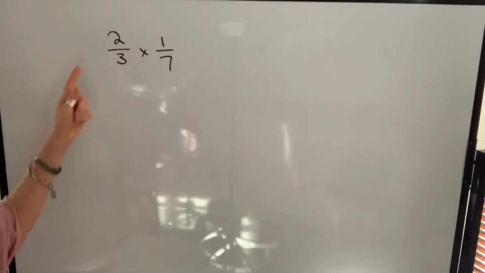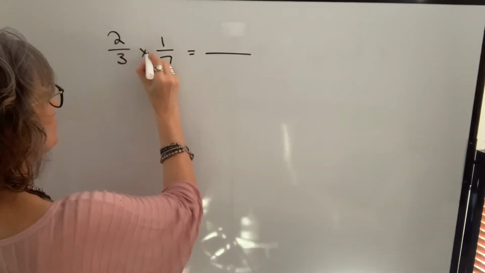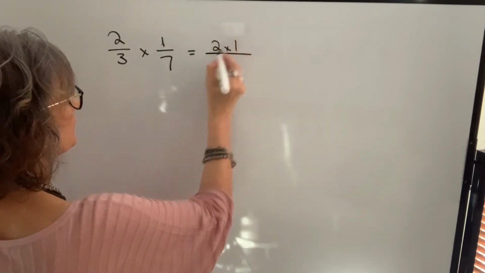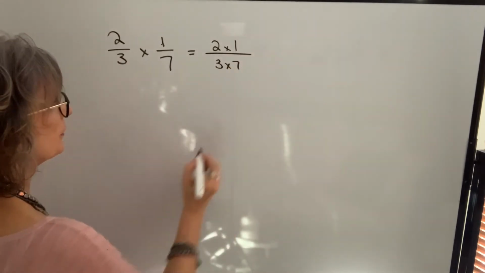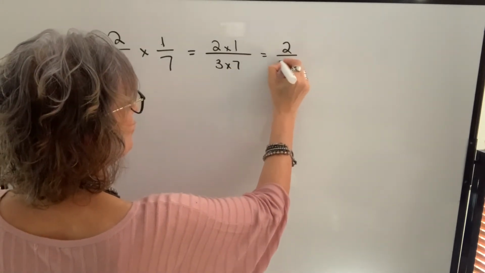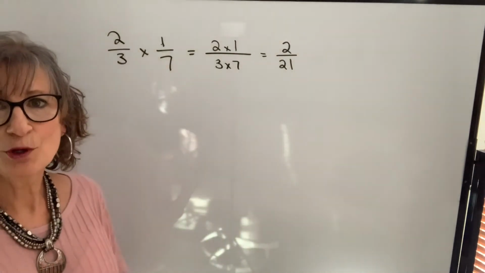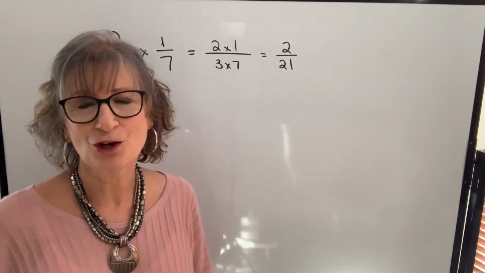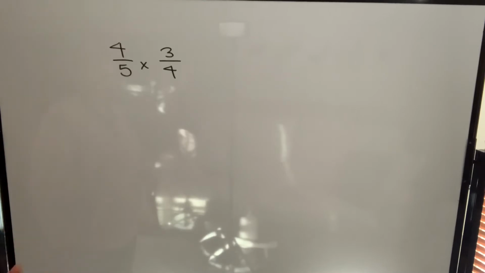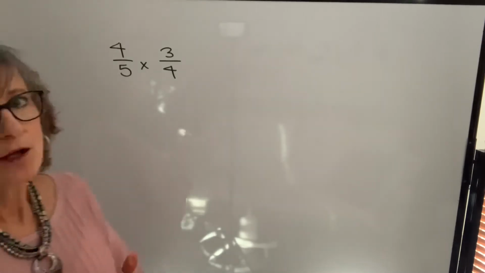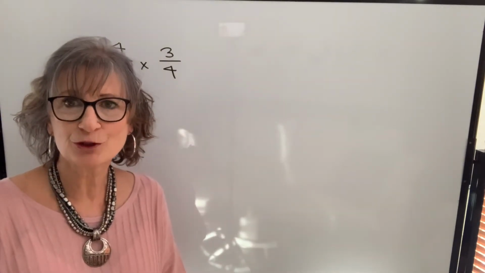So if we had 2/3 times 1/7, we can find this result by going 2 times 1, so multiply the numerators, over 3 times 7, multiply the denominators, and we will get 2 over 21. The nice thing about multiplying fractions is you do not have to have a common denominator. Let's try some more. In our next example, we have 4/5 times 3/4. And we could multiply our numerators and multiply our denominators, which I will do first, but then I'm going to show you a bit of a shortcut.